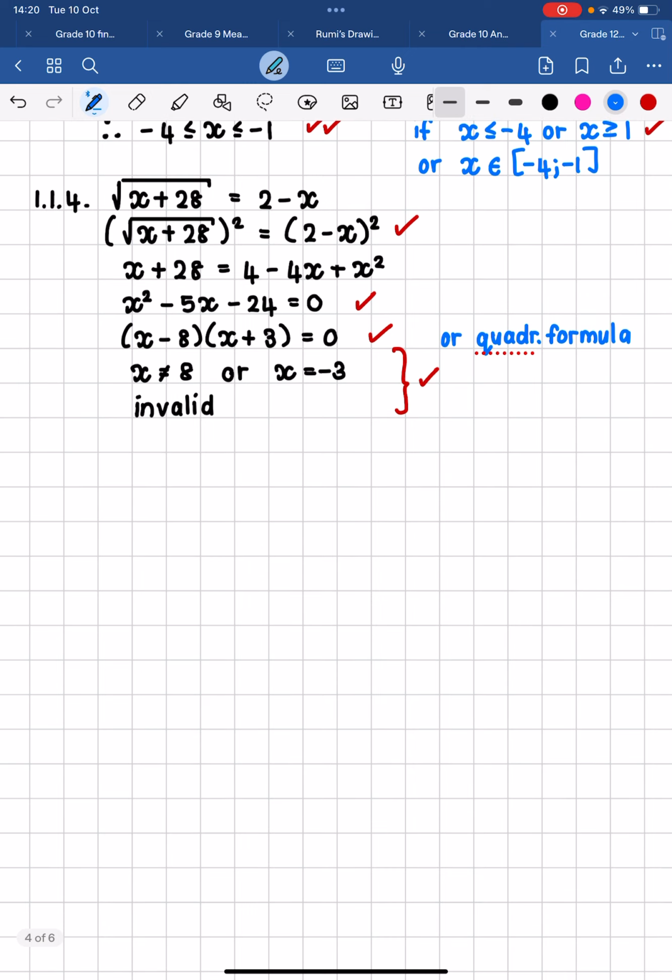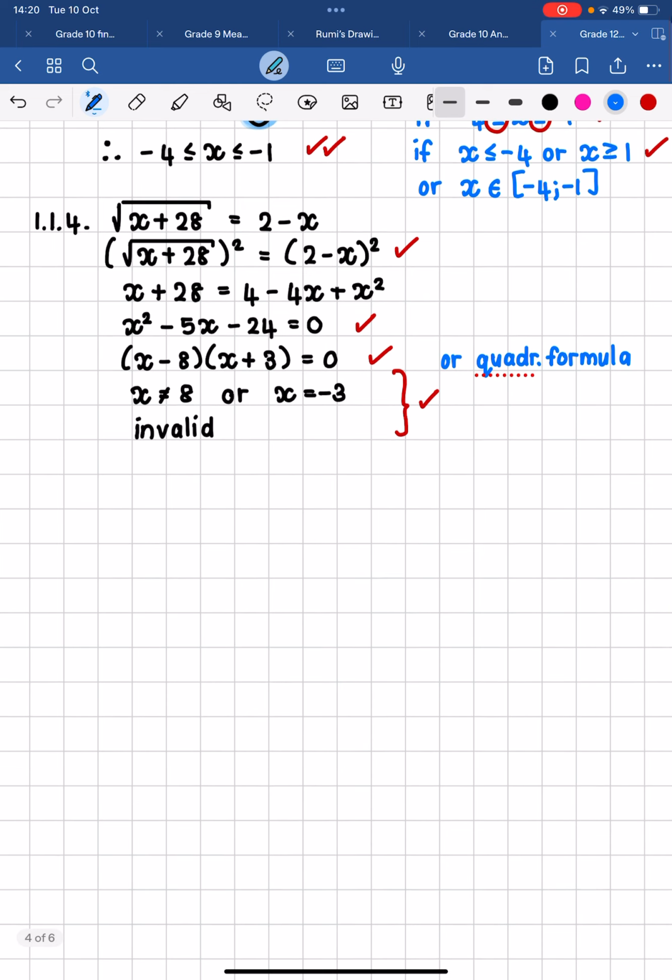And then guys, here, this is what I was talking about earlier. You're getting 2 answers, but x equals 8 actually doesn't work. It doesn't make the 2 sides equal to each other. So if we're just checking this quickly, if x is 8, this is going to be 8 plus 28, which is 36, right? The square root of 36 is 6. Now if you put an 8 on the other side, 2 minus 8 is -6. So you're getting 6 on the one side and -6 on the other side, so it doesn't work. Okay, so that is why this one is invalid.